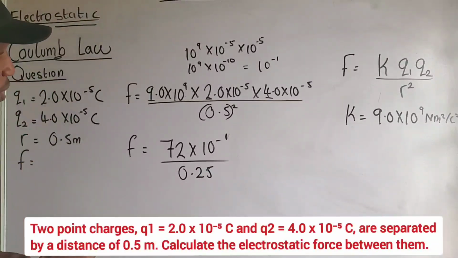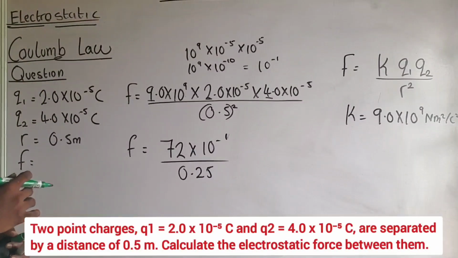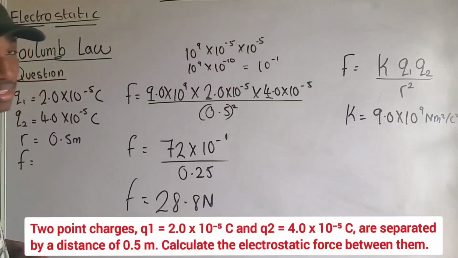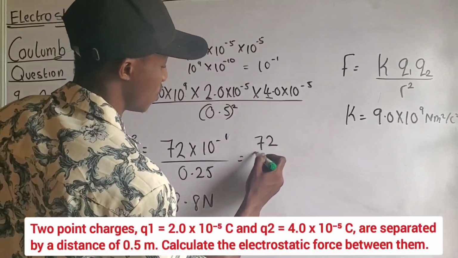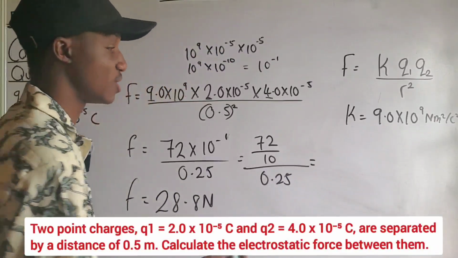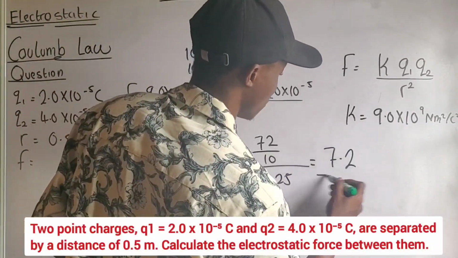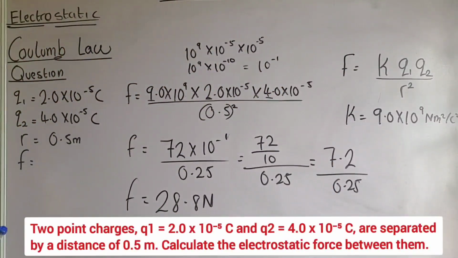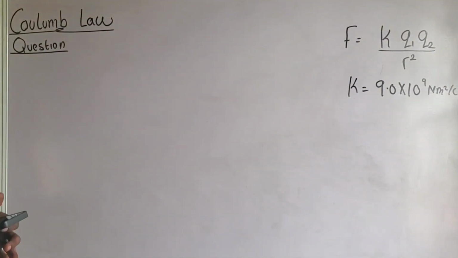Okay, so with respect to what we have on the board, 72 times 10 raised to the power of negative 1 divided by 0.25. That is 28.8 Newton. You understand? If you want to do it another way, just write 72 over 10, divided by 0.25. 72 divided by 10 is 7.2, right? 7.2 over 0.25. If you punch your calculator, you're going to have 28.8 Newton. You understand? Okay, let's proceed to the next question.